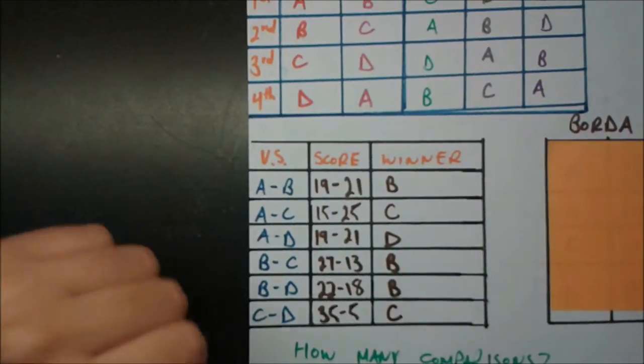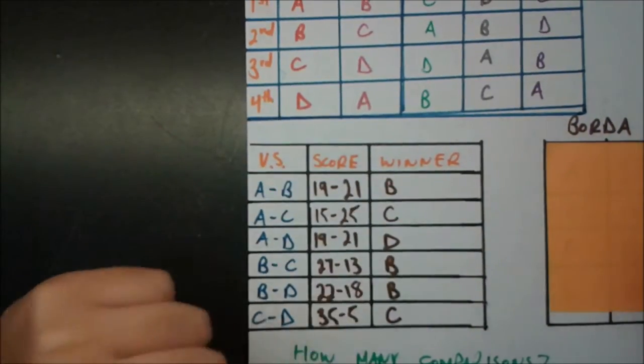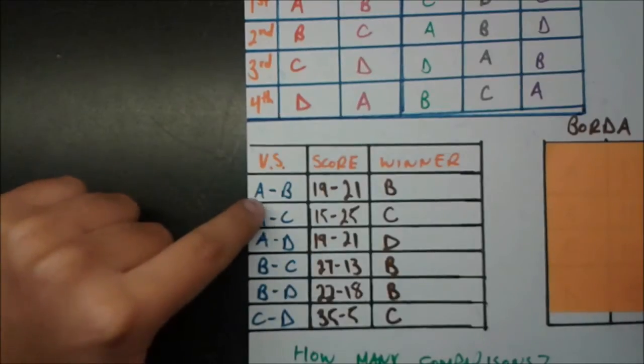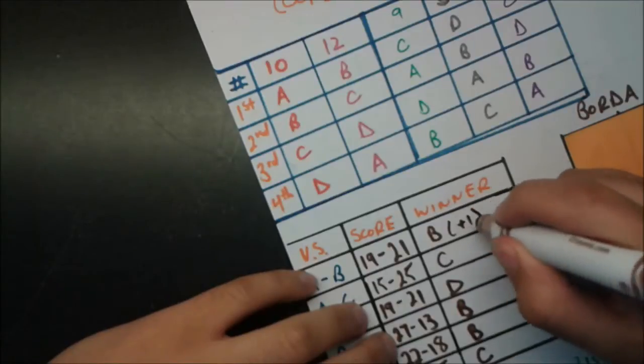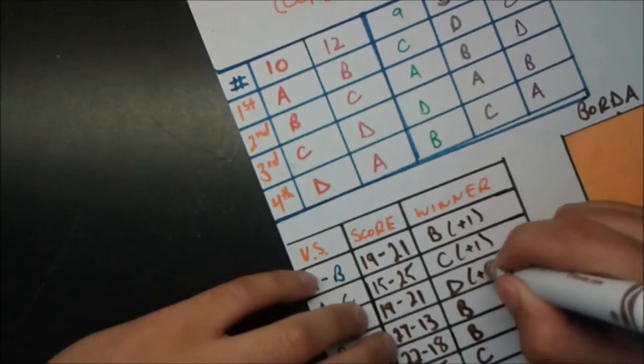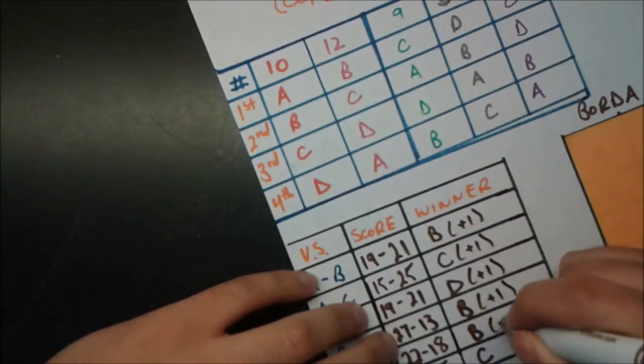So now what do we do with this data? Notice in each case we have a winner. The winner will be awarded 1 point in each case, and the loser is awarded 0 points. So between A and B, B won, so B gets +1. And C gets +1 here. D gets +1. So all these winners we see here, they get +1.